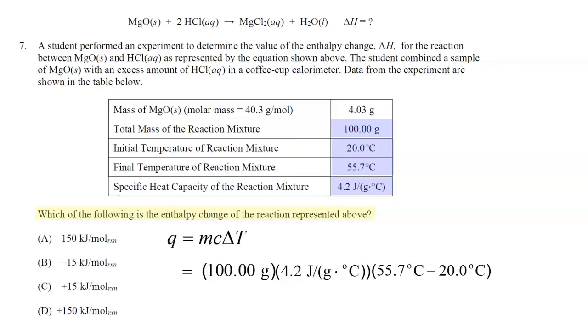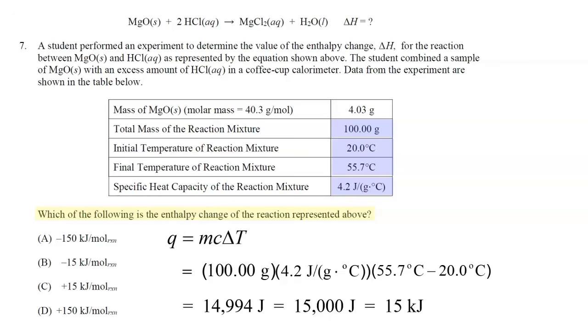35.7 degrees Celsius. So if you pick up your calculator and you do 100 times 4.2 times 35.7, you get a value of 14,994, and that would be units of joules. Now that's close enough to round up to 15,000 joules, and when we go from units of joules to units of kilojoules, we divide by 1,000. So there's 1 kilojoule for every 1,000 joules. So now I have an answer of 15 kilojoules.